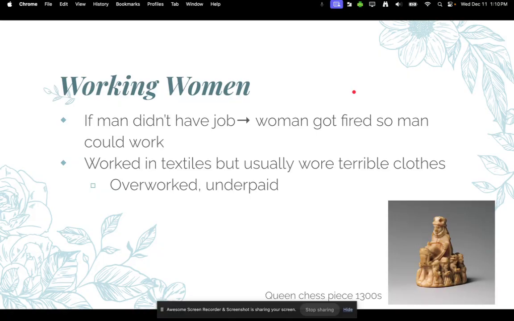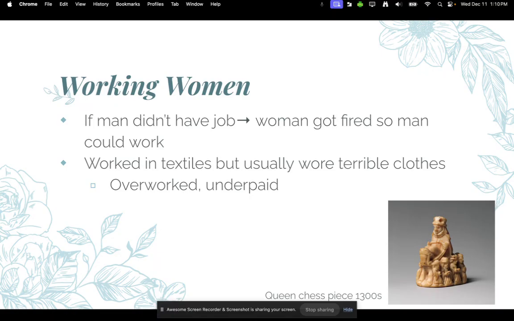And there were no real working rights for women at this time. For example, let's say a woman had a job and a man came and was like, hey, I need a job. I don't have one. That woman would get immediately fired so that man could work at the textile industry or at the dressmaking guild.